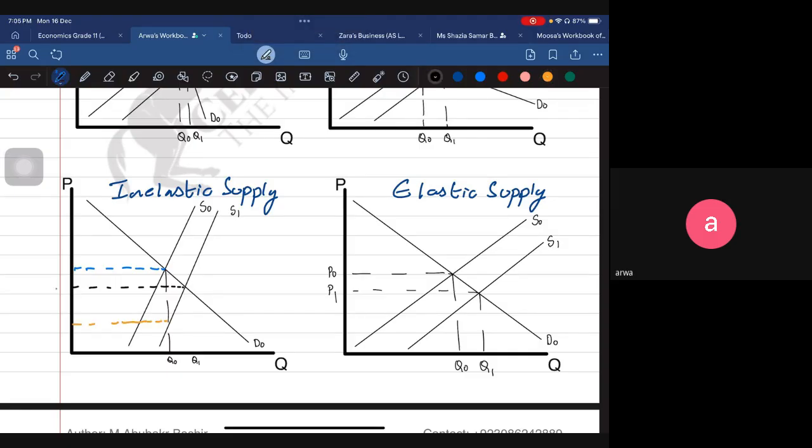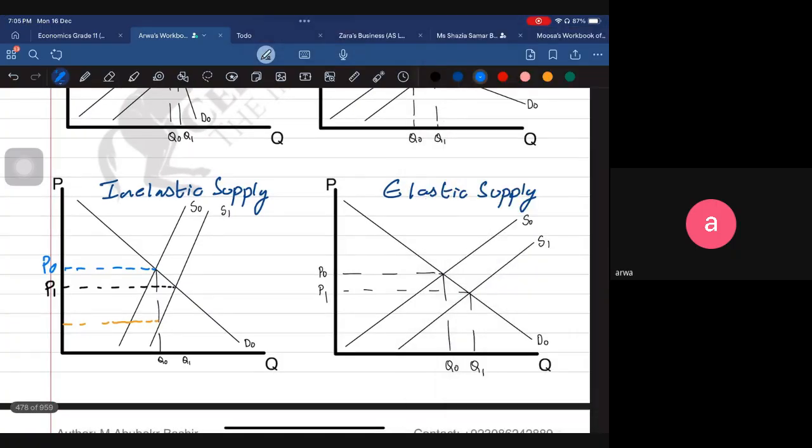Now, if this is the price, this is P1, this is P naught. So if you consider, just give me a minute. Okay, so let's just make this.